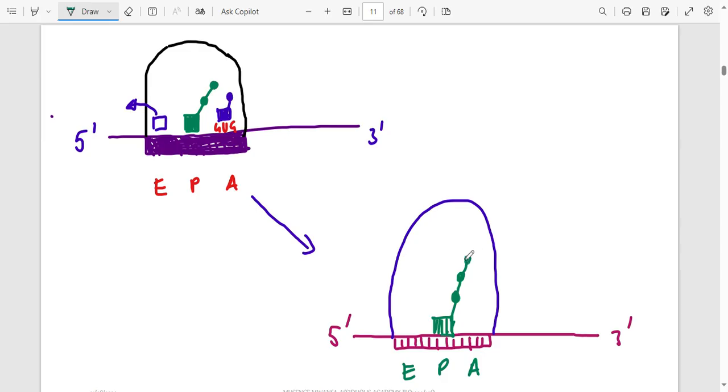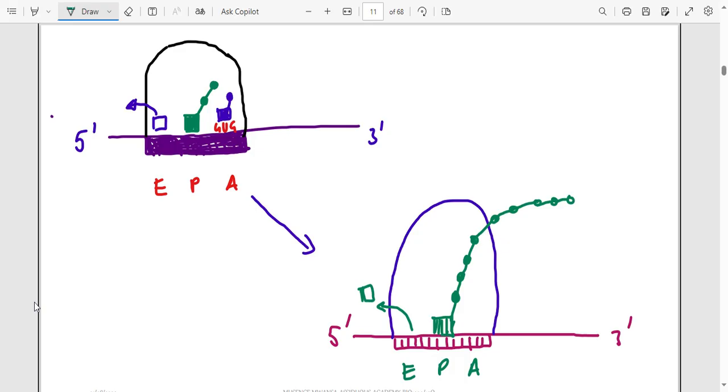And this procedure is going to continue. What was in the P site goes into the E site and then is going to be exposed. It has been removed. This procedure is going to continue and we are going to form a lot and a lot and a lot of amino acids just like that. That is the process of elongation.